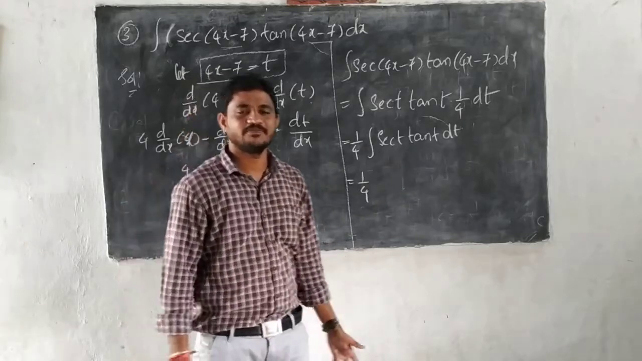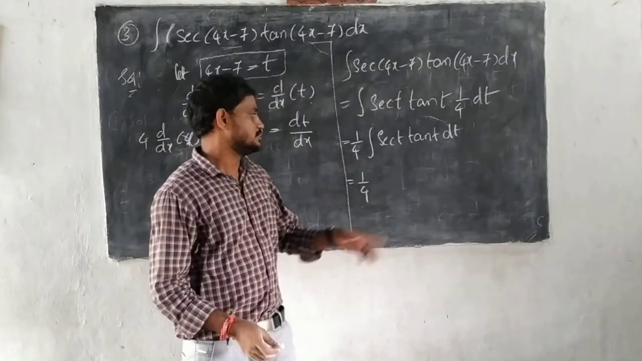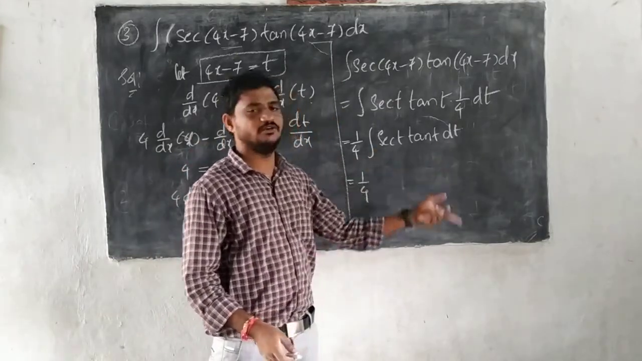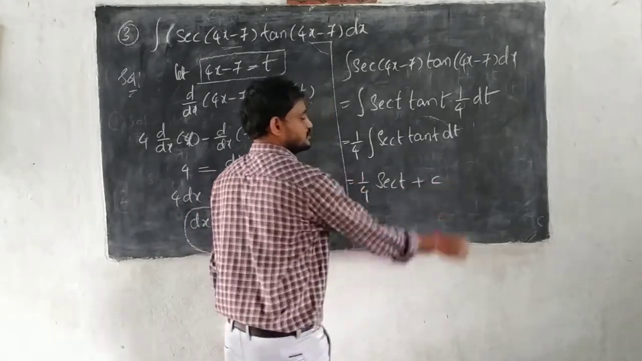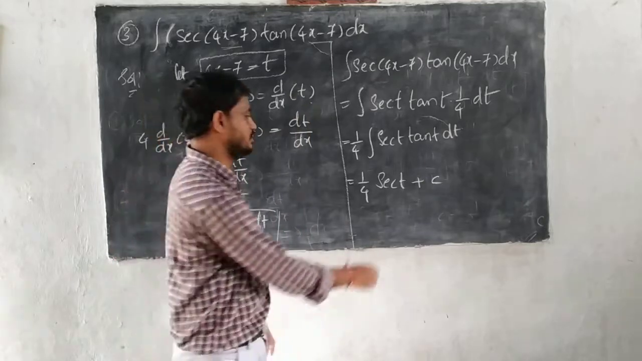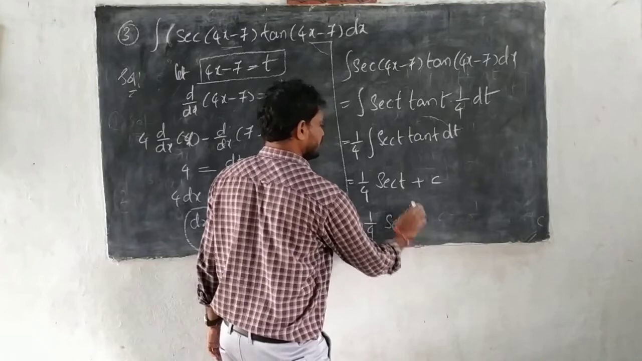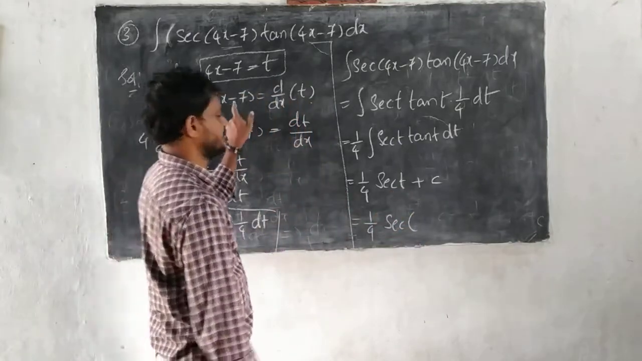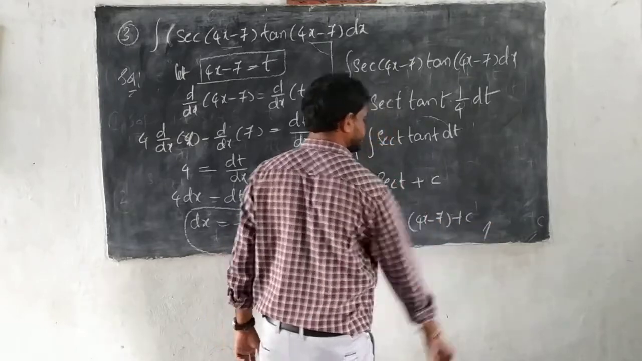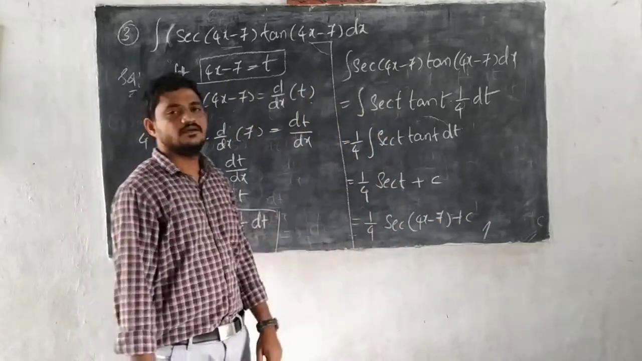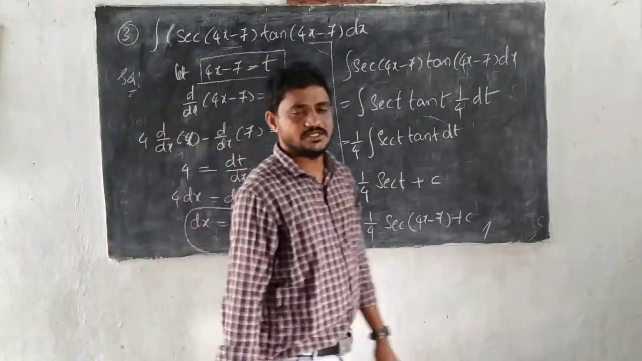Which standard form? Integration of secant x into tan x dx, that is secant x. So integration of secant t tan t dt is secant t plus c, where c is the constant of integration. Then substitute the t value: 1 by 4 into secant of t. What is the t value? 4x minus 7. So 1 by 4 secant of (4x minus 7) plus c. So that is the integral of the given function. Let us see one more problem here.